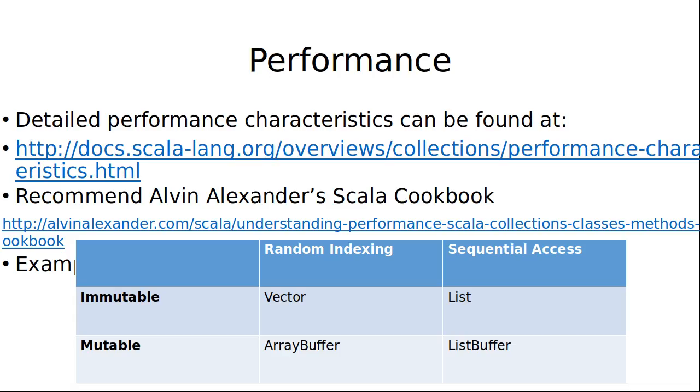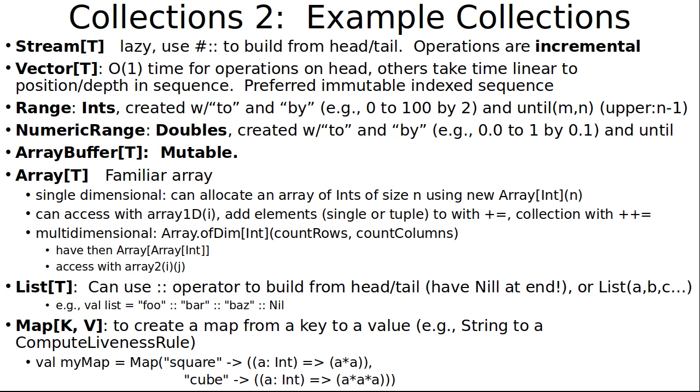Sequential access, meanwhile, you would use a list. That turns out it's an immutable data structure. So if you want to add something to the end of the list, what do you get back? A new list. You append it, and that's a new list. Mutable data structures, we have array buffers for random indexing, and we have list buffers for sequential access. We'll come back and see some of these later.